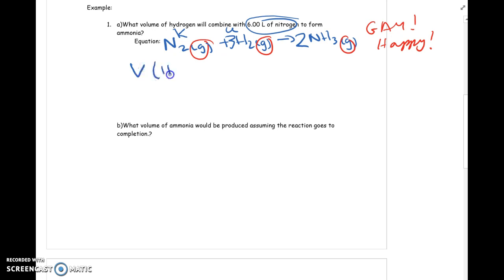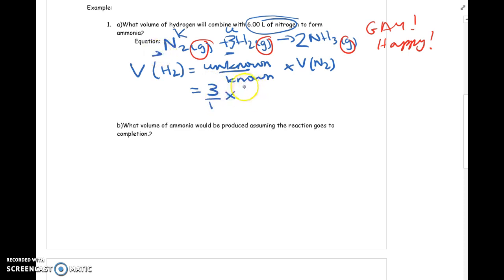So the volume of hydrogen gas will equal unknown over known times the volume of nitrogen. So the unknown, look at the equation, is 3. The known is 1 times 6, which comes out to 18.0 litres to 3 significant figures.